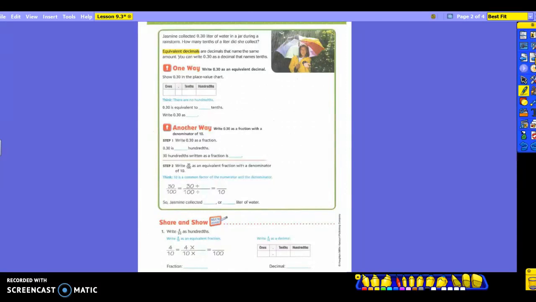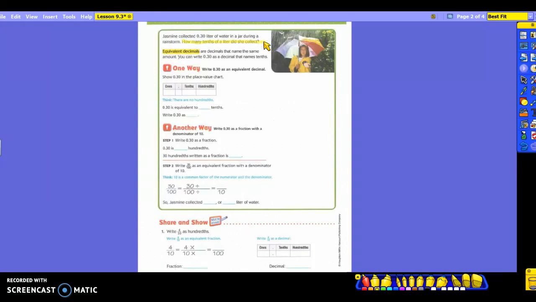Here's another problem. Let's read it. Jasmine collected 30 hundredths liter of water in a jar during a rainstorm. How many tenths of a liter did she collect? So now we're changing from hundredths to tenths.